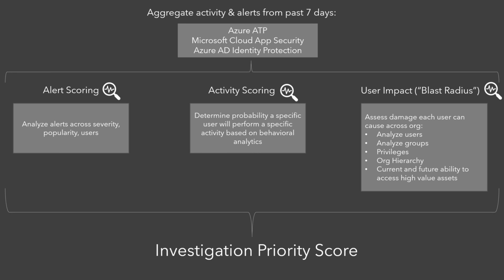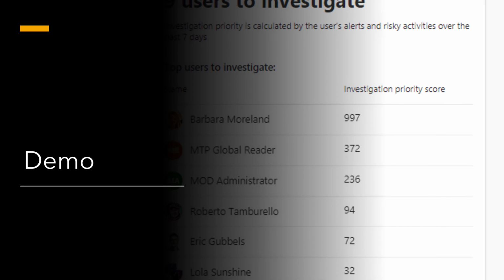Now, it's interpreting the score based on analysis across the domain controller sensors with Azure Advanced Threat Protection, all of the activity across your cloud apps with Cloud App Security, and the identity activity using Azure AD. And it's scoring alerts based on severity, the popularity across all those users. It's looking to see what's the probability that a specific user will perform a specific activity based on machine learning. And then it's going to assess the damage that a user can cause by looking at what kind of privileges they have, what groups they are a member of, what's their ability to access high-valued assets currently and in the future, and all of that gets bubbled up to the investigation priority score. So let's take a look at this in action.